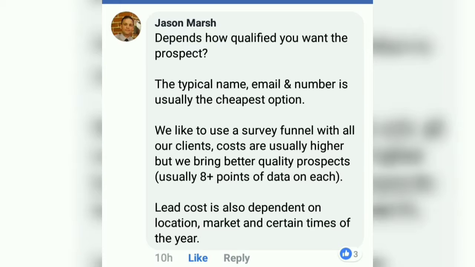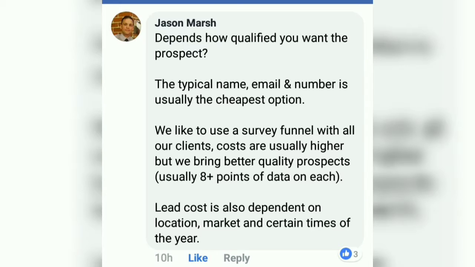So far, Jason has given us one of the best answers. He simply tells how you get a qualified prospect: you simply get the name, number, and email address. That is the cheapest option. That's right. But if you make them go through a funnel, maybe it's a bit costlier for you, but the quality of lead would be much higher. And he mentioned that it all depends upon the location, market, and certain times of the year.